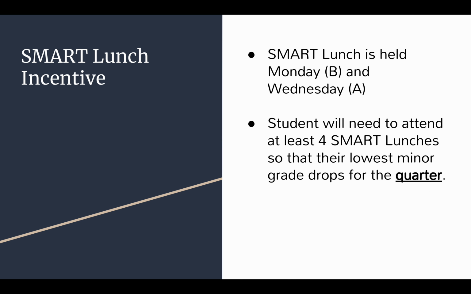Smart lunch. My smart lunch days are going to be Monday during B half and Wednesday during A half. If they attend 4 smart lunches, then their lowest minor grade will be dropped for the quarter. So we have 2 quarters, meaning that I'll drop something from the first quarter, and then I'll drop something from the second quarter if they attend 4 in the first and 4 in the second.